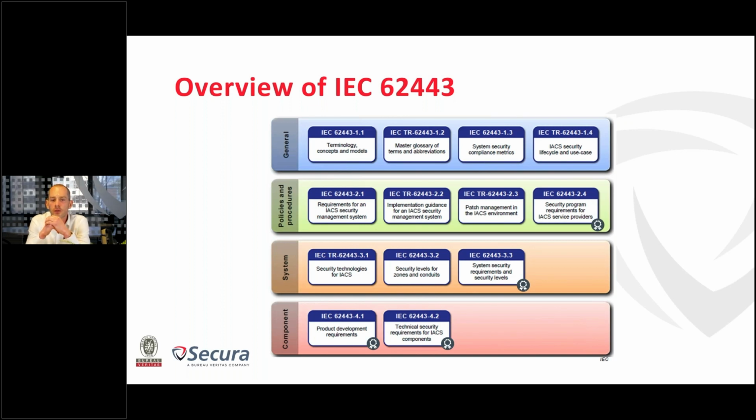The focus for today will be on the standards that are marked with a stamp in this slide, corresponding to the standards for which certification can be pursued. So that's 2-4 about security requirements for IACS service providers, 3-3 about system security requirements and security levels, 4-1 about the product development requirements, and finally 4-2 about the technical security requirements for the IACS components. We will discuss each of these in more detail, but first let's see who can pursue the certification according to these standards.